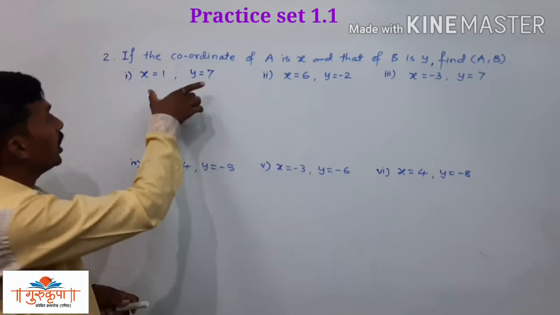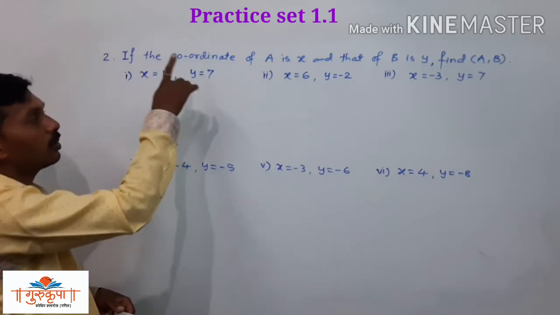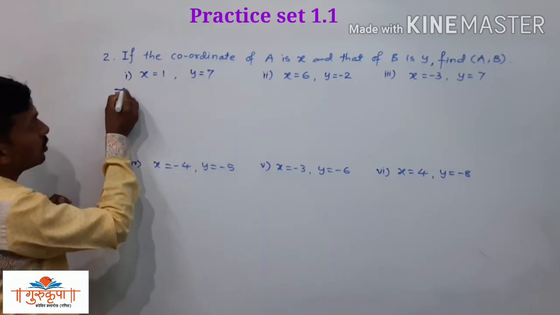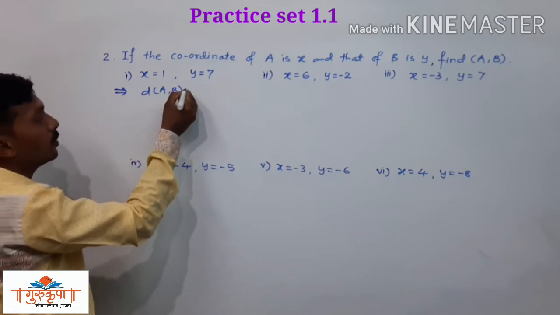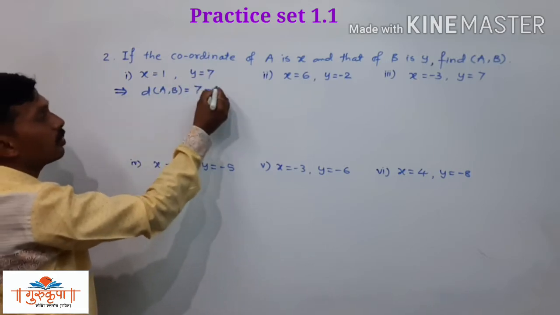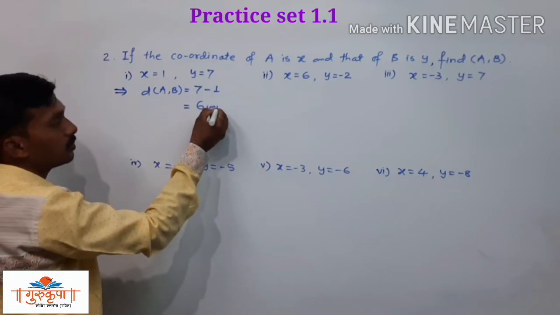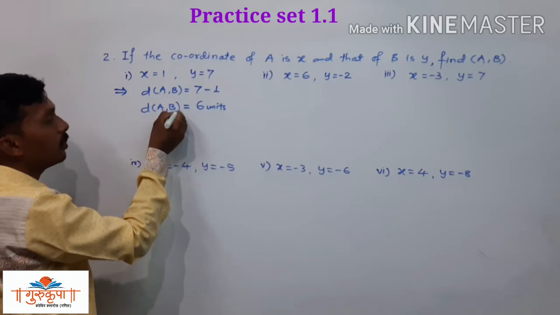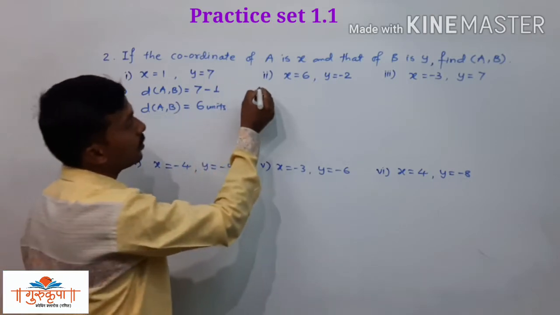Here we have given A and B, the 2 points. The coordinate of the point A is 1 and the coordinate of point B is 7, and we have to find the distance AB. So here we will write distance AB is equal to bigger coordinate 7 minus smaller coordinate 1, and the subtraction is 6. So distance AB in the first example is equal to 6 units. Now we have the second example.